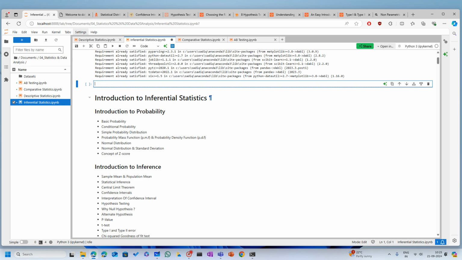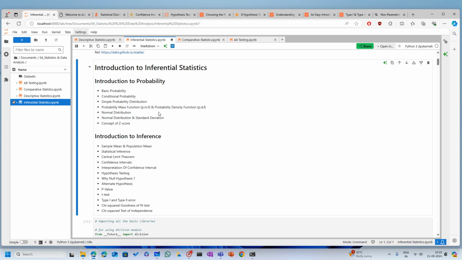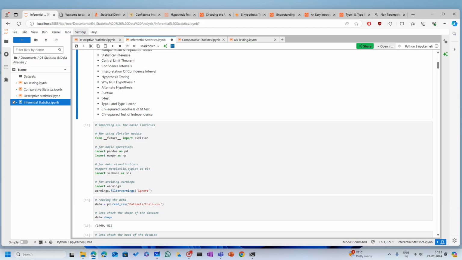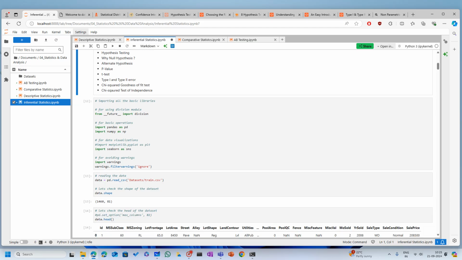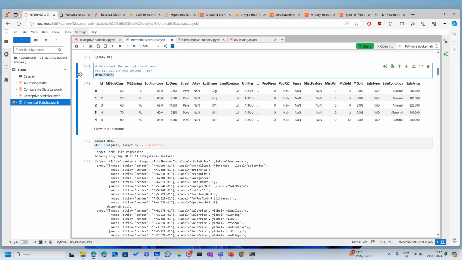So I will give the link here. Just do a pip install dabble. You will get the dabble library. Just refresh the kernel, and from dabble, I'm going to use it mainly for plotting purposes. Here I'm reading the data. I'm just checking how many rows and columns are there. 81 columns, 1460 rows. Head will give me the first 5 rows by default, or if you specify a value here, that many rows of data will be printed.